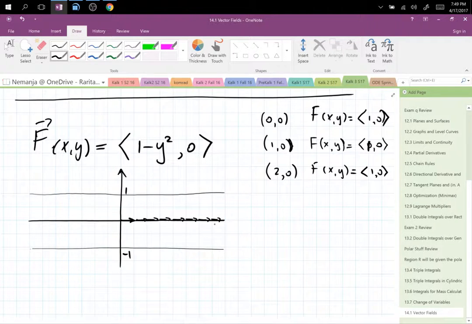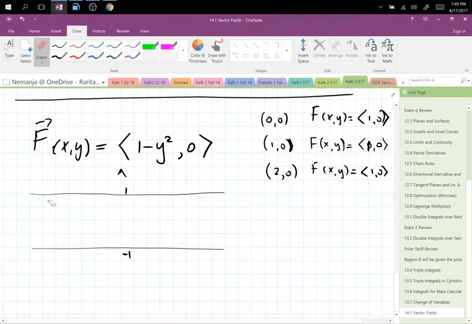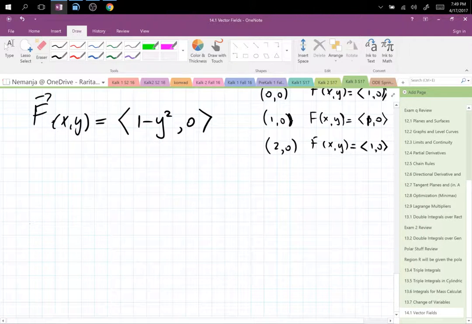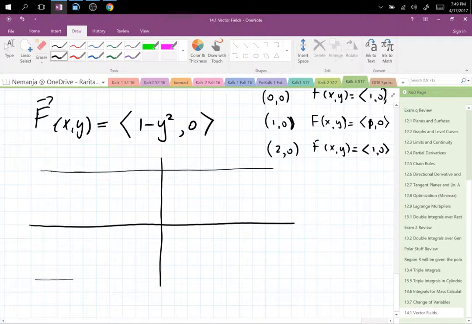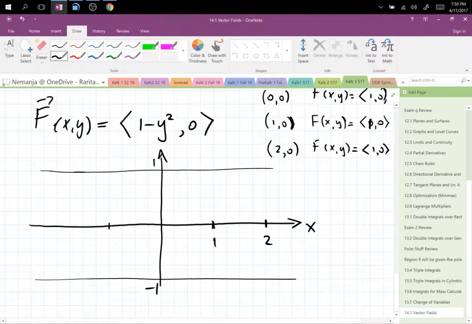Actually, my drawing is really bad. Let me try to do a better job with this. Hold on, Chewbacca, I'm getting there. So I'm going to use 4 units as 1. So now when I draw the flow, we see that the flow along the x-axis is this long.